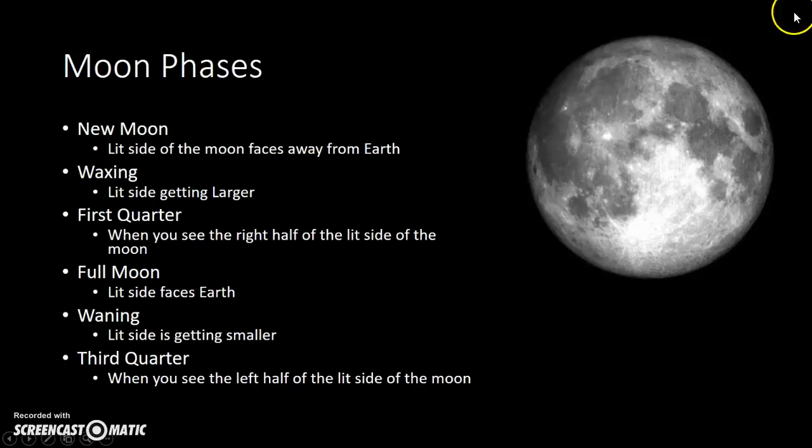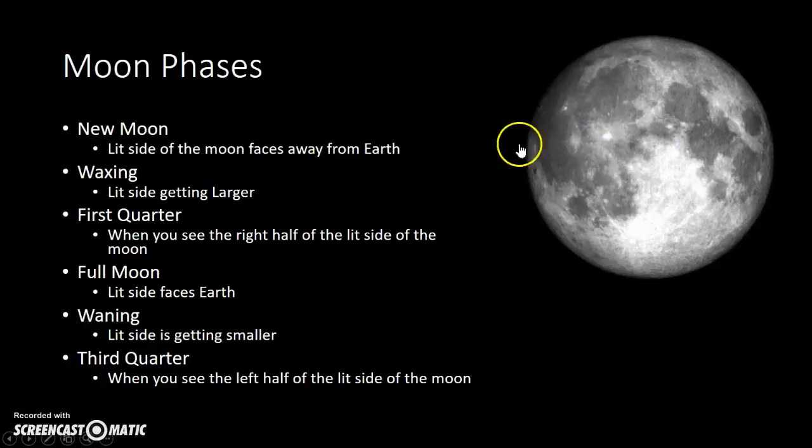So this side of the moon here would be lit up. We're going to see that in a second when I start the animation. And then we have the full moon, which you can see here. The waning moon, where the lit side of the moon is getting smaller. And then the third quarter, where you can see the left half of the moon.